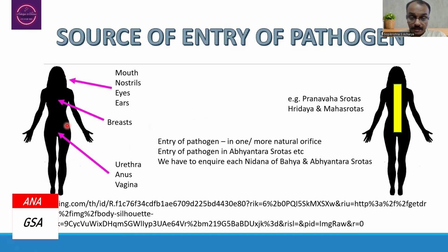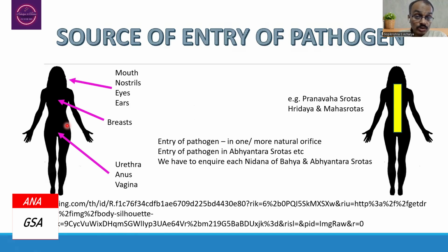When you think about the entry of pathogens, that may happen in the natural orifices; it may happen in one natural orifice, or in 2 natural orifices, or in more than 2 natural orifices. We have to identify in which particular part of the body, that is natural orifice, the entry of the pathogen is taking place. And is it only related to the Bhashya Srotas?